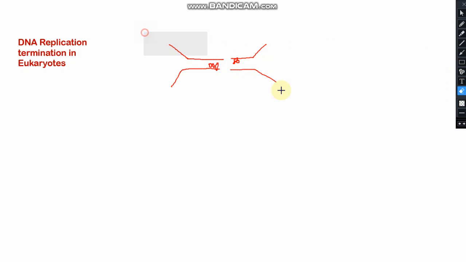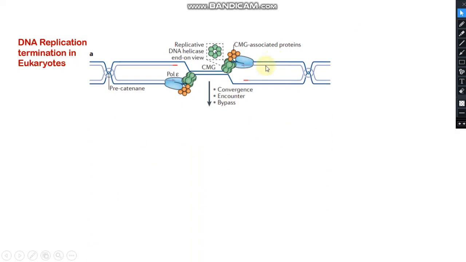So let's have a look at the diagram that I have. In this figure, as you see, in between there is some DNA that is not replicated. When most of the DNA is replicated and there is some stretch of DNA not replicated, the CMG associated proteins and complexes come closer and allow the formation of supercoils in unreplicated DNA. All right. So then convergence occurs.